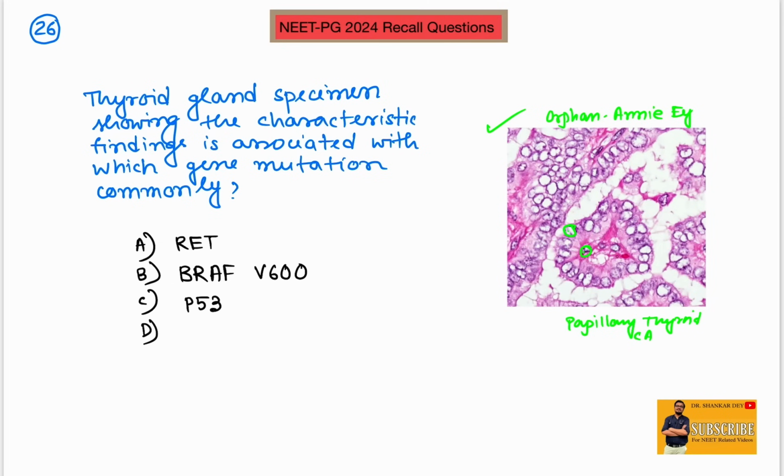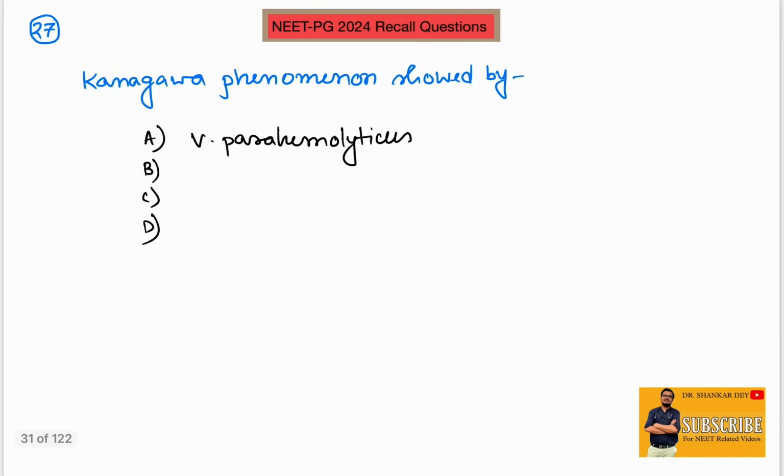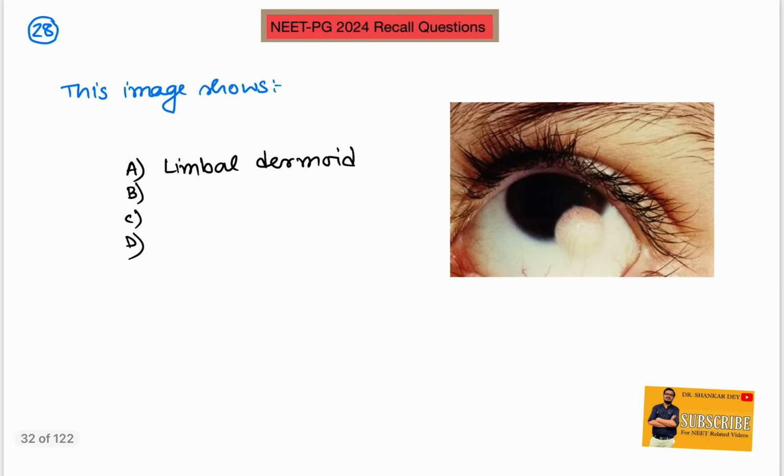And the question asks, which gene mutation is most common? So in papillary thyroid carcinoma with Orphan Annie nuclei, the most common gene mutation is BRAF V600. Next, Kanagawa phenomenon is shown by. I think the question was slightly lengthy but I have made it a very simple one-liner. So this Kanagawa phenomenon is shown by Vibrio parahaemolyticus.